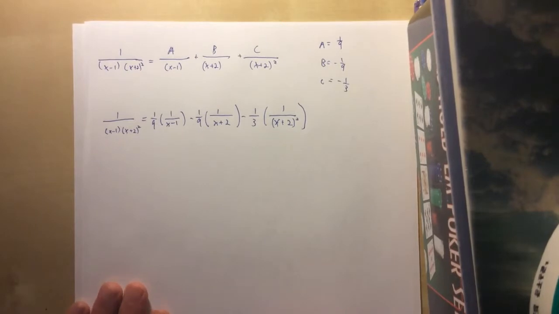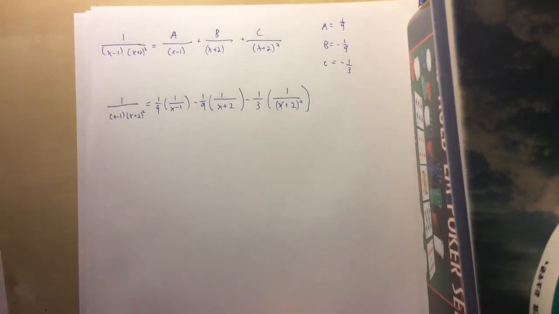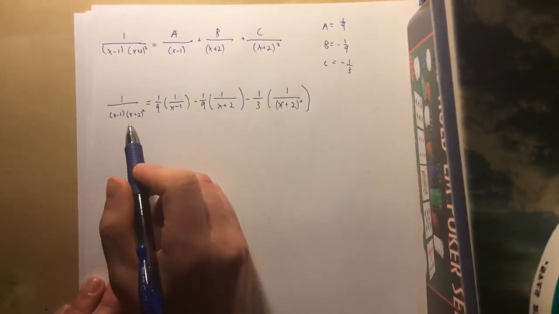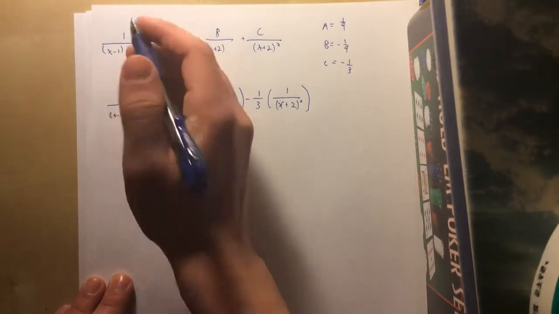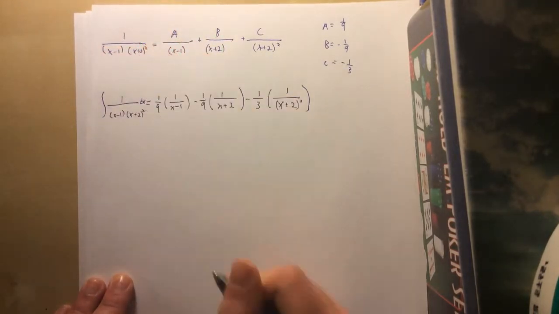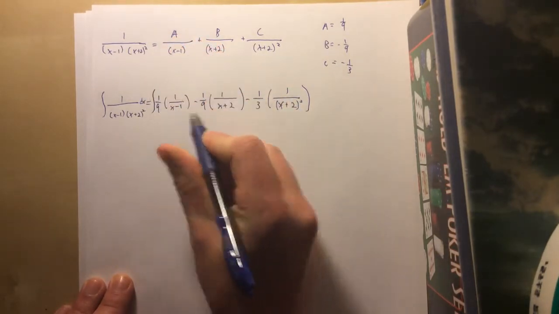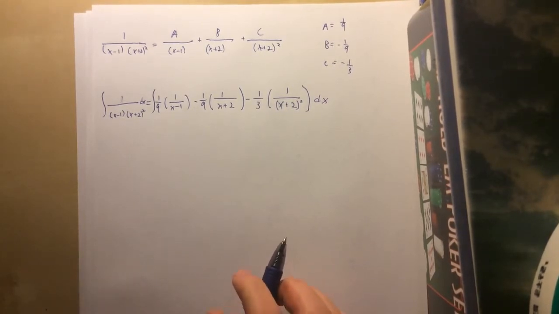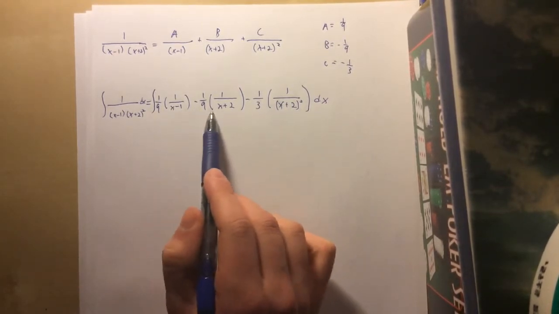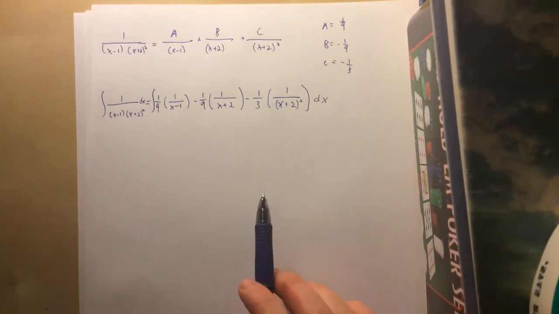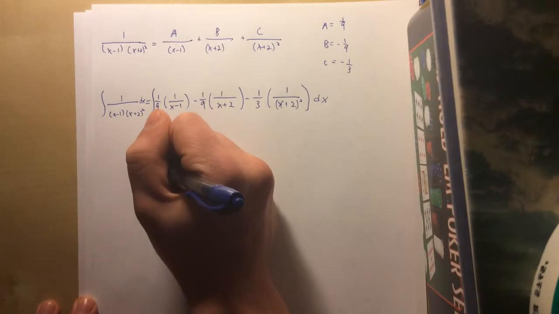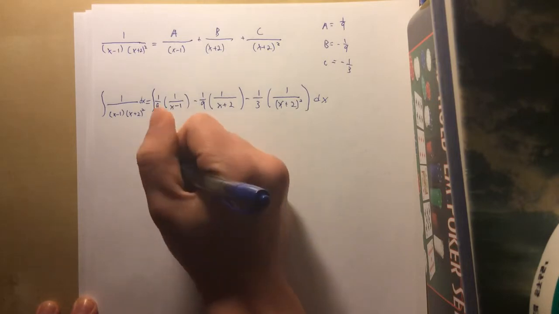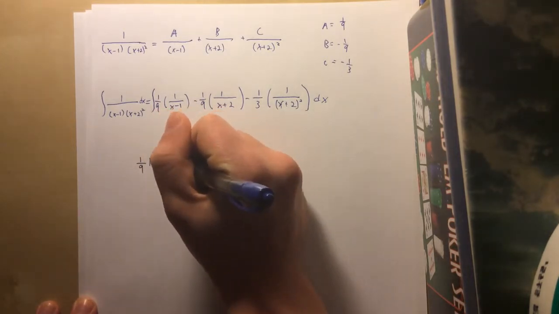And if this was an algebra class, you'd be done, but remember, the original question was the integral of this. So to find the integral of this with respect to x, we have to take the integral of this side with respect to x. And all we have to do for that is take the integral of these 3 pieces. So let's look at this first piece. Well, we have a 1/9 out here, and the integral of 1 over x minus 1 is just the natural log of x minus 1.